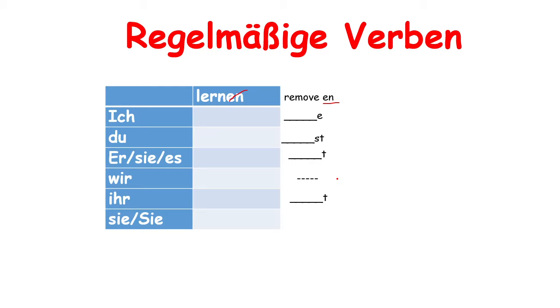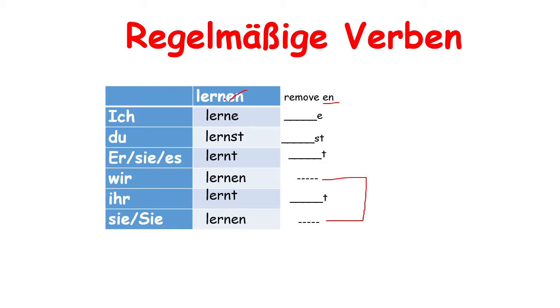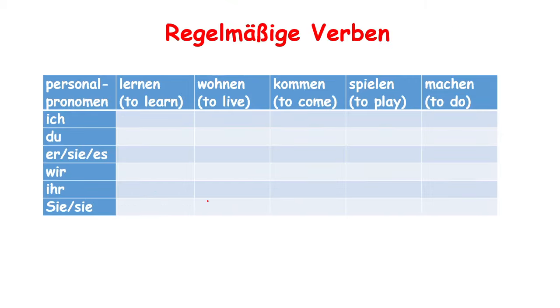With wir and sie, it remains the same, en. With ihr we add t. So we remove en and add e, which becomes lerne, then lernst, then lernt, lernen. One more time, how do we conjugate the regular verb? Remove en and add e with ich, st with du, t with er, sie, es, wir and sie remain the same, t with ihr. Let's see some more examples.